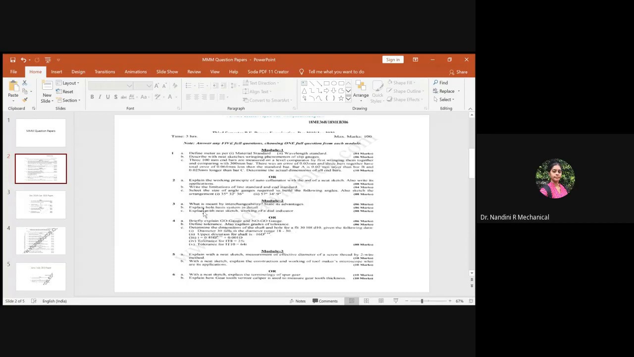Okay, then usually it's a common question they do ask: explain the hole basis or shaft basis system in detail. It is again for 6 marks. Kindly draw the sketch if it is asked for hole basis or shaft basis, and explain in detail why it is being used.